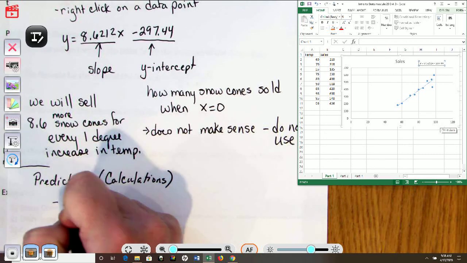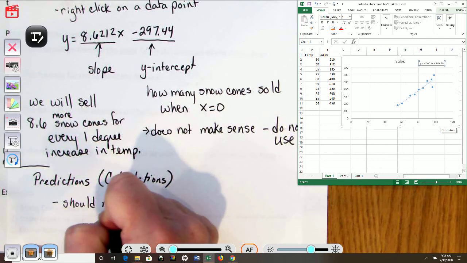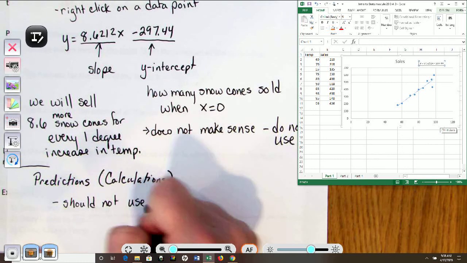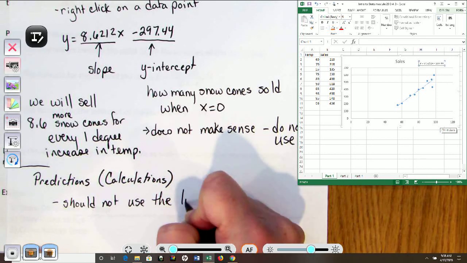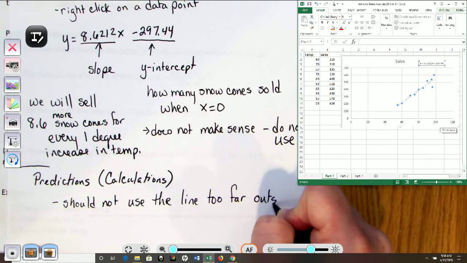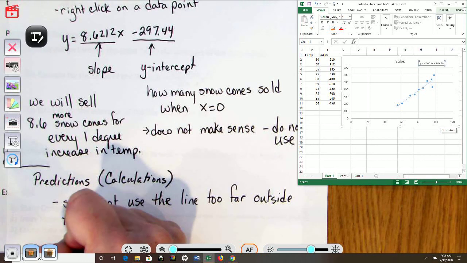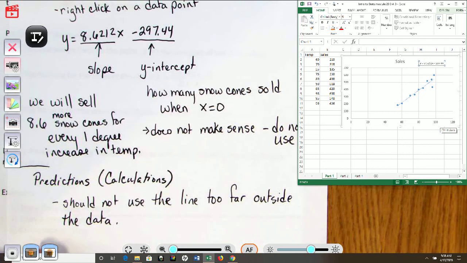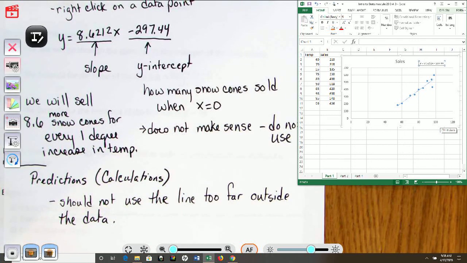So you should not use this line too far outside the data. Okay, so I shouldn't try to predict how many snow cones I'm going to sell when it's 20 degrees out. And I probably shouldn't try to predict how many snow cones I would sell if it's 150. Well, first off, I don't think it's ever been 150, but anyway, that's kind of what we're saying.